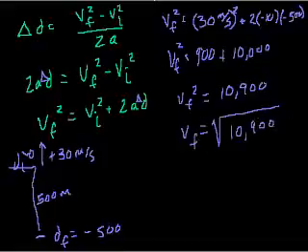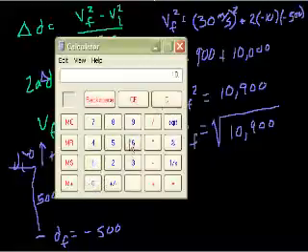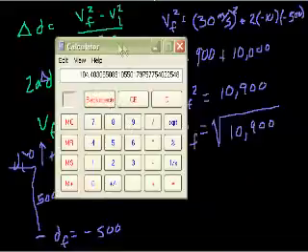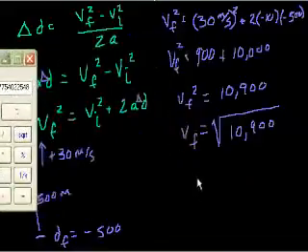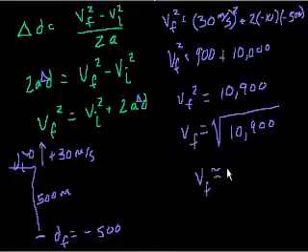Well, let me bring over my trusty Windows provided default calculator. Let's see, what is it? 10,900 square root. So it's about 104 meters per second. 104 meters per second. So let me get this out of the way. So my final velocity is approximately, that squiggly equals is approximately 104 meters per second.